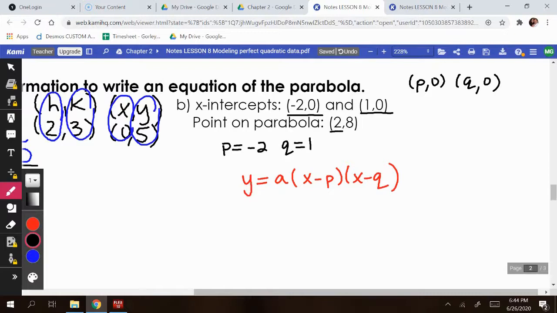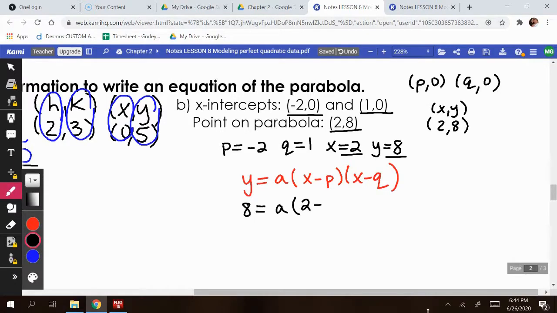And then we also have a point on our parabola. Remember, a point on your parabola, just a regular point, is (x, y). So I'm going to say that x is equal to 2, and y is equal to 8. All right, now we have our information to plug in. Let's plug it in. y was equal to 8, equals a. x was equal to 2. p was equal to -2. So be careful here. You had x minus p, so you have 2 minus a -2. And then we have x minus q. Again, x was 2 minus, and then q is 1.